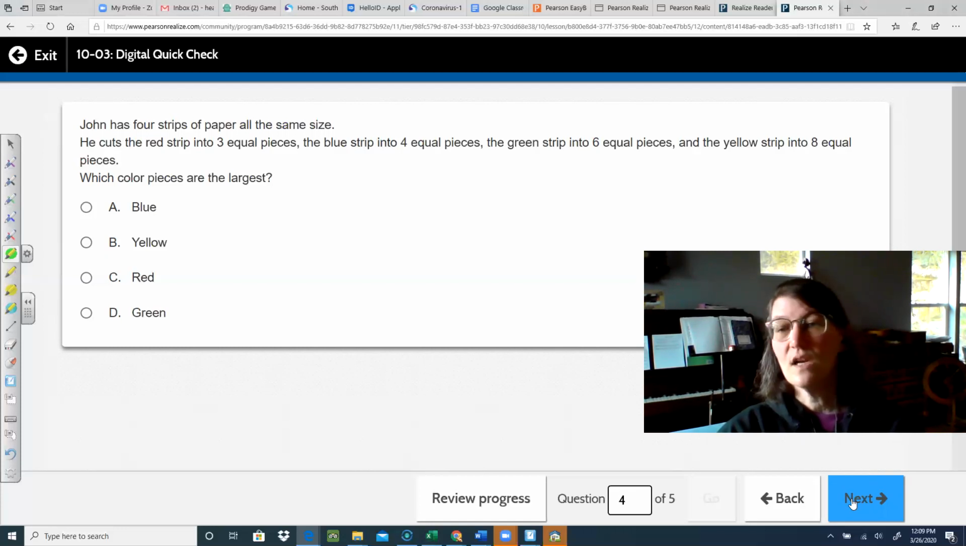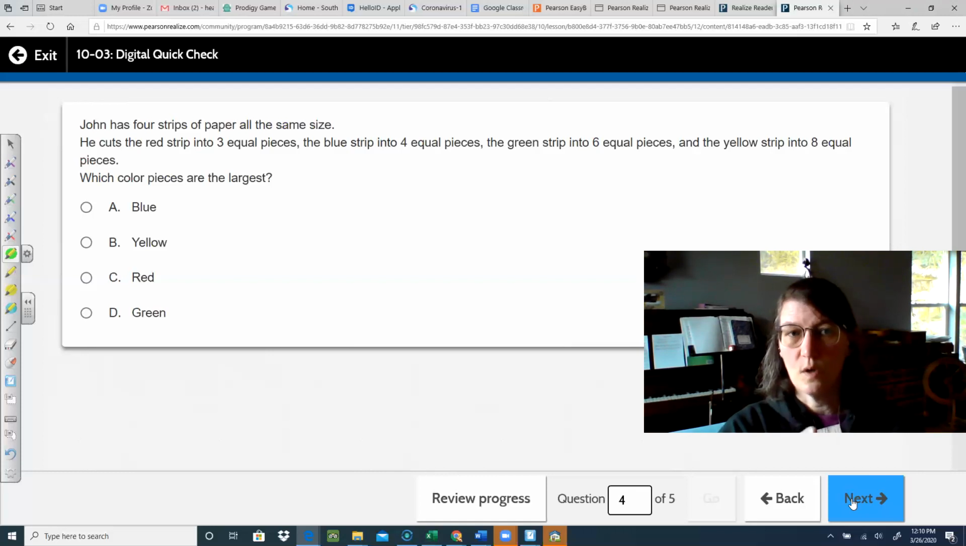So think of it as unit fractions. They're all going to have a 1 for a numerator. And the 3, the 4, the 6, and the 8 are your denominators. So you need to think about that learning that we had the other day, where it says if my numerators are all the same, then my fraction that has the largest denominator is the smallest fraction.